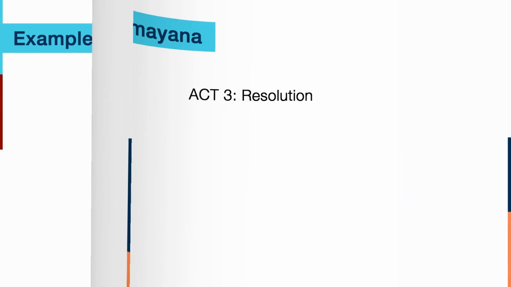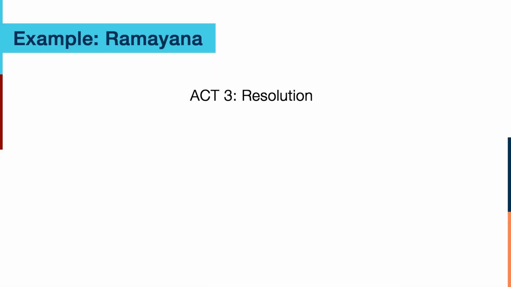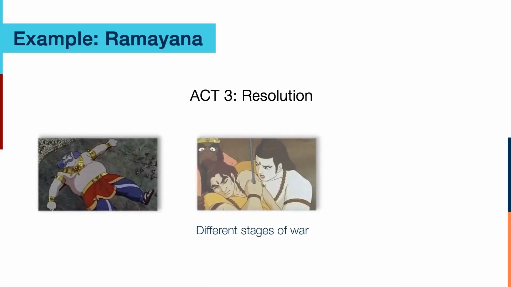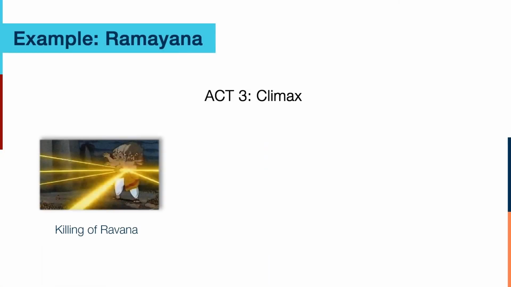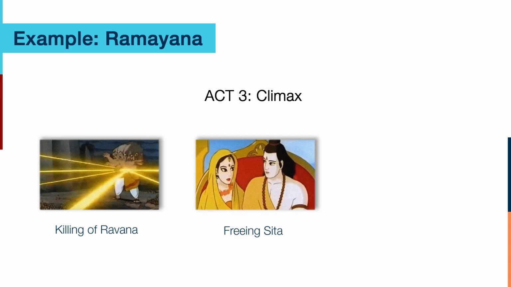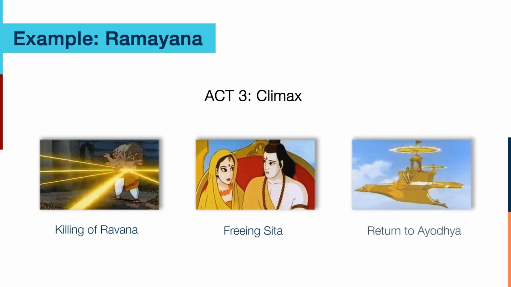Now, finally, we have Act 3, which is the resolution, different stages of war leading up to the climax. And what is the climax? Climax is killing of Ravana, freeing of Sita, and return to Ayodhya. Now, if you've seen how conveniently we have broken down Ramayana into three parts, this way you can break down any story in the world in three parts.